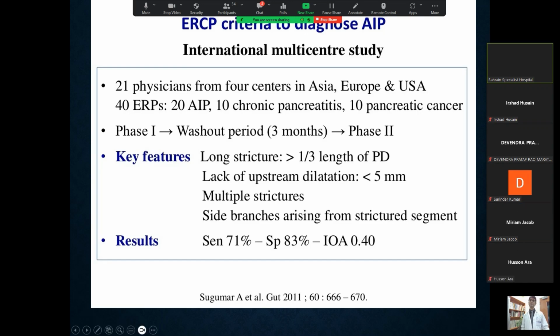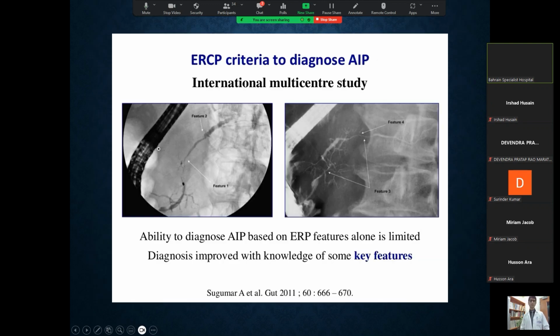The next is the ERCP. How do we go about it? There are different criteria on ERCP. These are the key features: long strictures, more than one-third of the pancreatic duct involved; lack of upstream dilatation, less than 4 millimeters; multiple strictures; and side branches arising from the strictured segment. You'll see the images gradually.